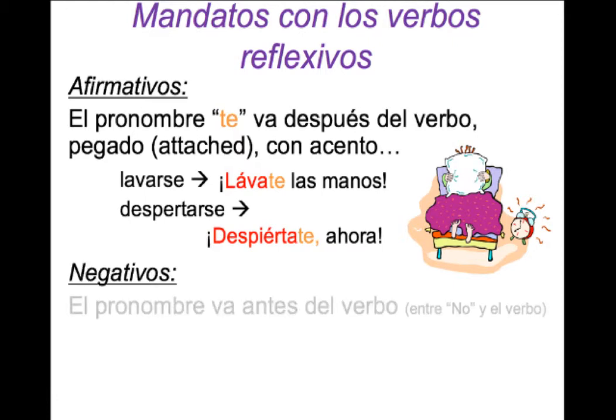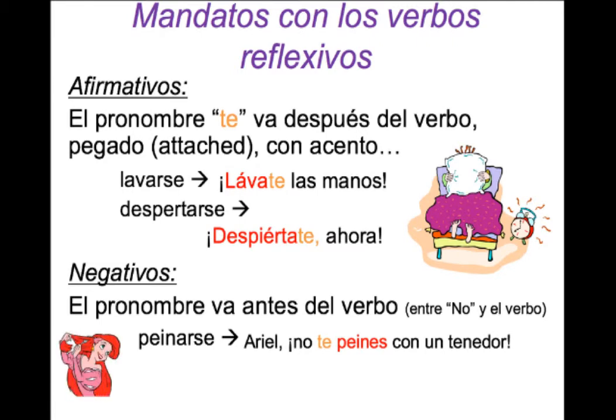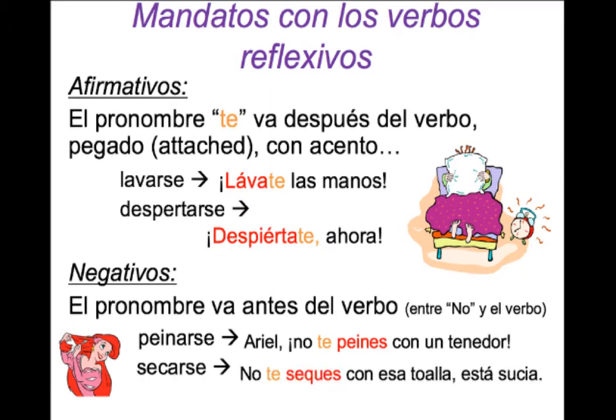Negatives are kind of the opposite. So el pronombre va antes del verbo. The pronoun te goes before the verb, between the no and the verb. So peinarse, to comb oneself. Ariel, no te peines con un tenedor. Don't comb your hair with a fork. That's just crazy. Secarse, no te seques con esa toalla, está sucia. Don't dry yourself with that towel, it's dirty.